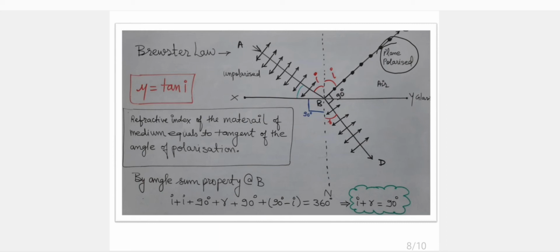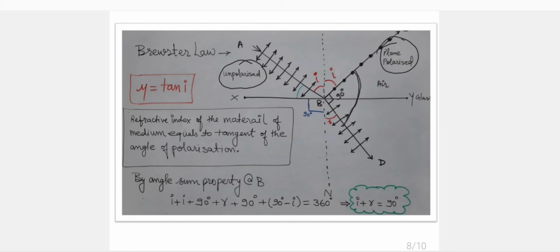As far as Brewster law is concerned, it is actually a very simple law: mu equals tan I. Here mu is the refractive index of the medium. The statement itself says the refractive index of a medium equals the tangent of the angle of polarization. The main crux is in this diagram. Here the incident light is unpolarized light, whereas the refracted light and reflected light make an angle of 90 degrees.